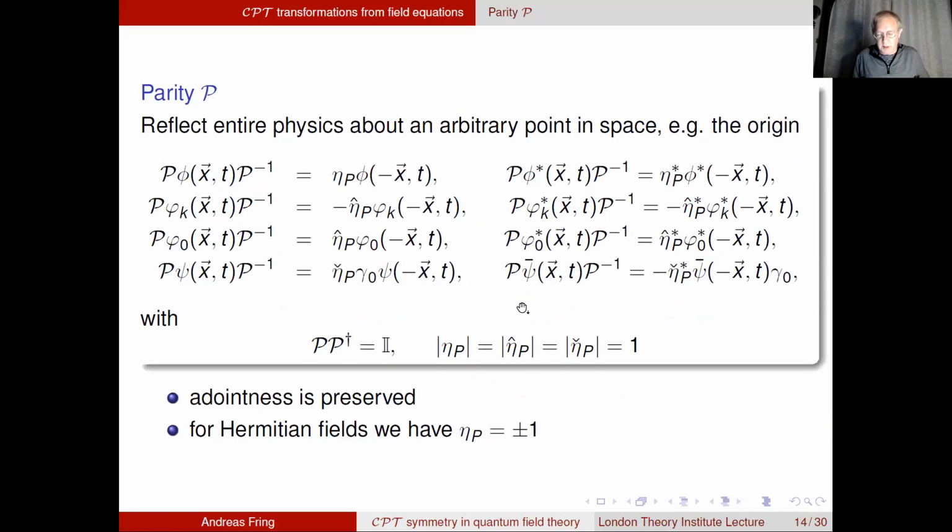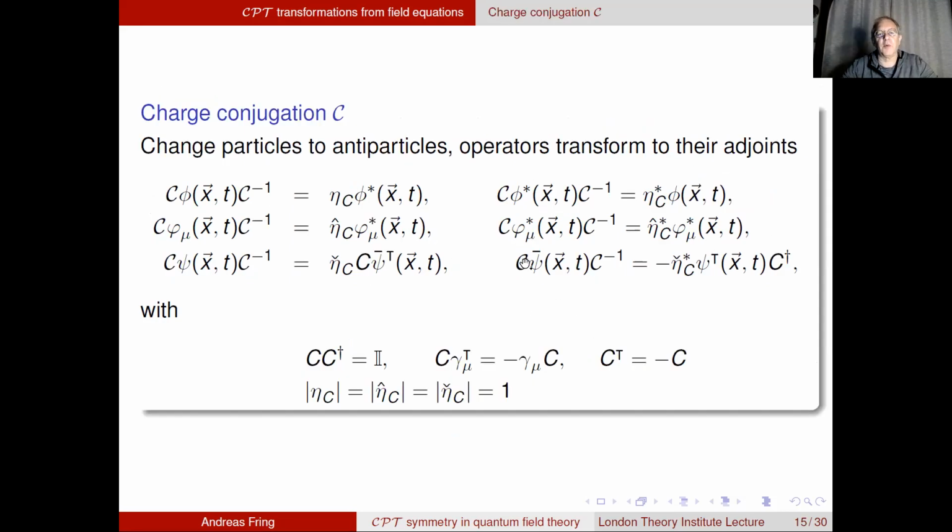So this was not a complete check. I recommend you do this for yourself: the fact that using these properties will preserve the field equations and keeps the operator algebra also unchanged. Now we can do the same for parity, for the charge conjugation. And charge conjugation changes particles to antiparticles.